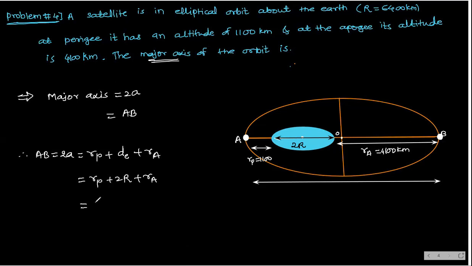So this is RP. RP is how much? 1100 plus 2 into 6400 plus this RA how much? 4100. Add this all, how much you are getting? 1100 plus this 2 into 6400, कितना होगा? 12,800. सही है क्या? Yes, sir.